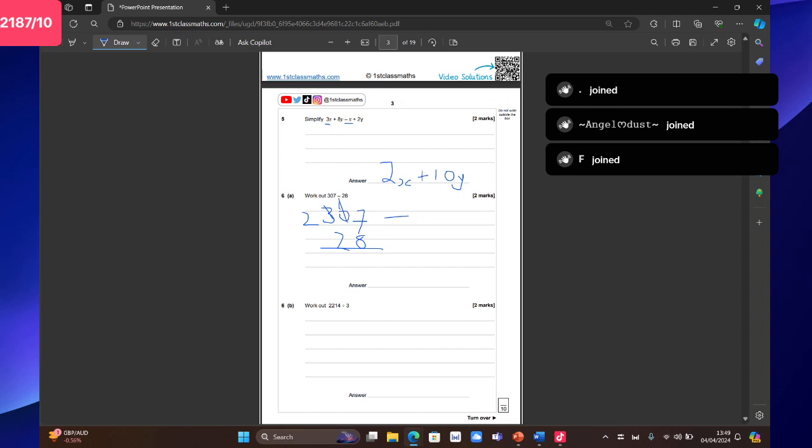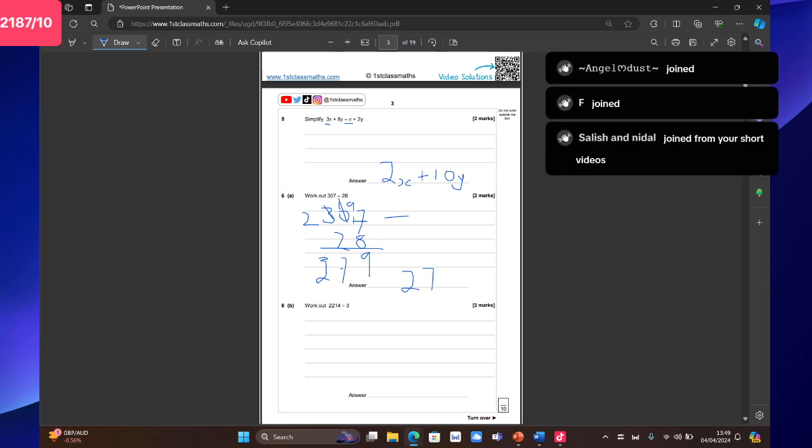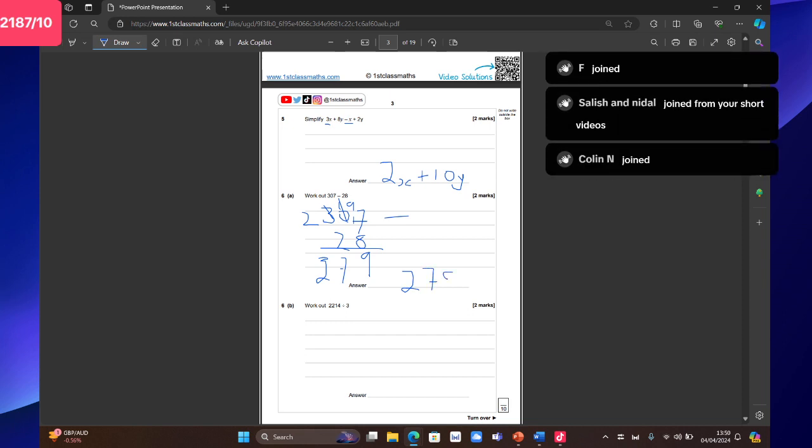That becomes a 2. That becomes a 10. Borrow again. That becomes a 9. That becomes a 1. 17 take 8 is going to be 9. 9 take 2 is going to be 7. And then the 2 take nothing is going to be 2. That's 279. Okay. And again, these are very, very common questions here on foundation tier paper. So learn how to add, subtract, multiply, and divide.